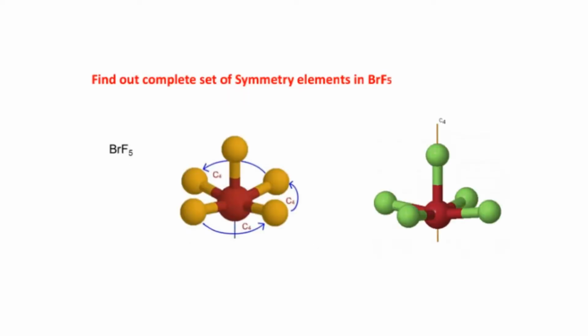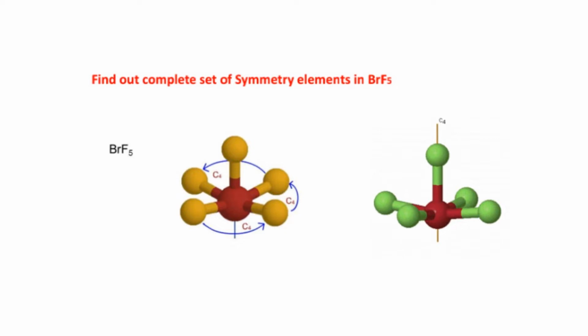So, today our lecture is how to find symmetry elements. We talk about elements of symmetry in different molecules. First of all, the example is to find out the complete set of symmetry elements in BrF5. Here is the molecule of BrF5. We need to find all kinds of symmetry elements and symmetry operations if they are present in the molecule.